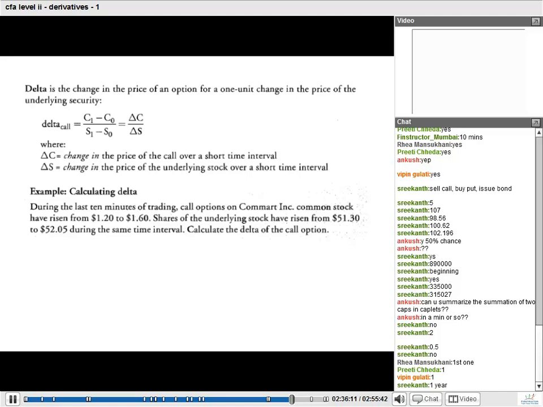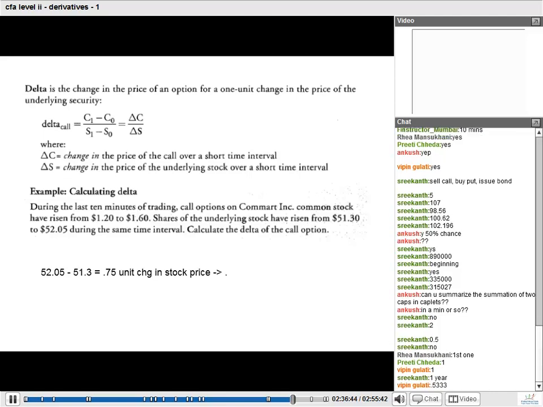What is the change in the stock price? Stock price has moved to 52.05 from 51.3. So the change in the stock price is 0.75. So for a 0.75 unit change in stock price, the option has changed by 0.4.